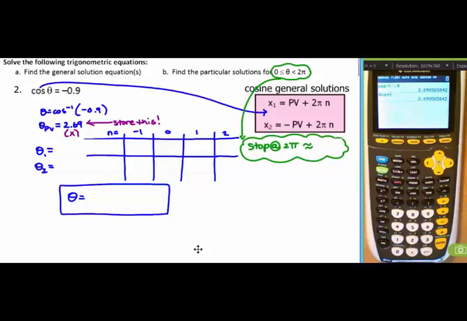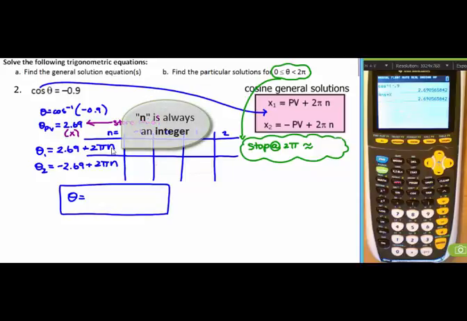So we're going to use that value to write our general solution equations. This is a cosine curve, so we're using our cosine general solution equations from the pink sheet. And so we're going to write our principal value, 2.69 plus 2 pi n, and the opposite of our principal value, so negative 2.69 plus 2 pi n. Okay, great. So then we're going to plug in different n values here, and n, remember, is an integer. So it could be 0, 1, 2, 3, and so on, or negative 1, negative 2, negative 3. Always an integer value.